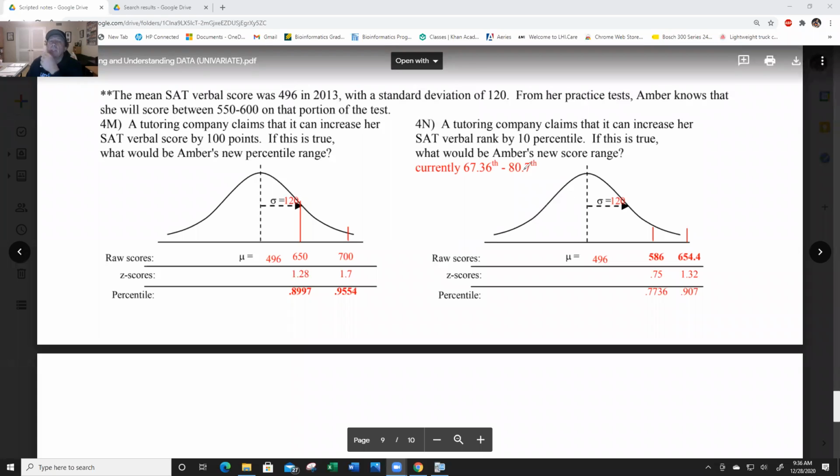Okay, the next one says, a tutoring company claims it can increase her SAT verbal by 10%. So instead of saying in points, it says by percent. If this is true, what would be Amber's new scoring range? All right, so it's a little bit different, okay? So I'm going to do the original numbers first. So I'm going to take 550 and 600, okay?